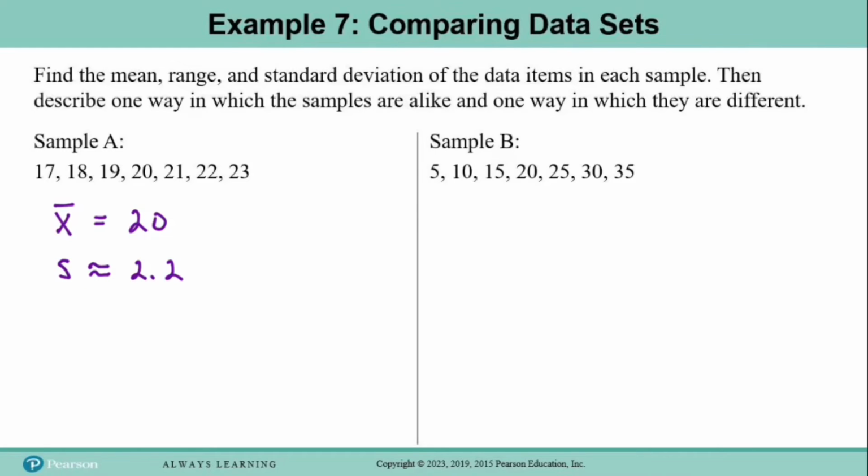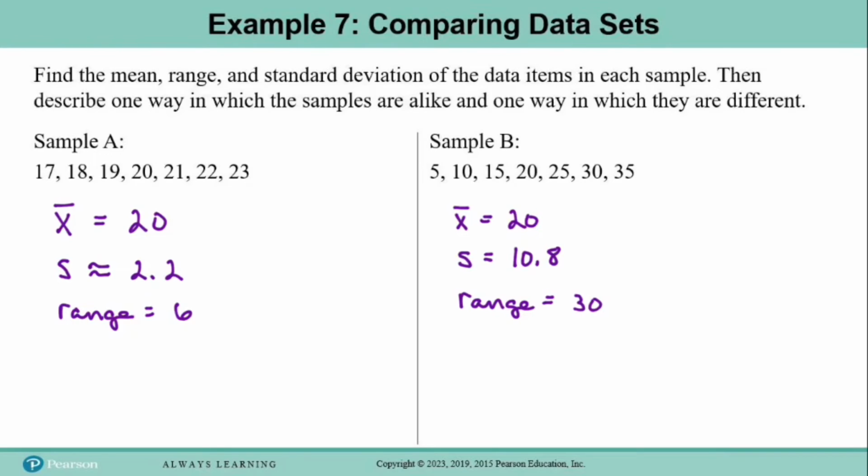And then the range we have to do on our own, but it's just the largest value minus the smallest value. So the range for this set is 6. And then for the second sample, if you enter these values in your calculator, you'll get a mean of 20 and a standard deviation of 10.8, and this time a range of 30.